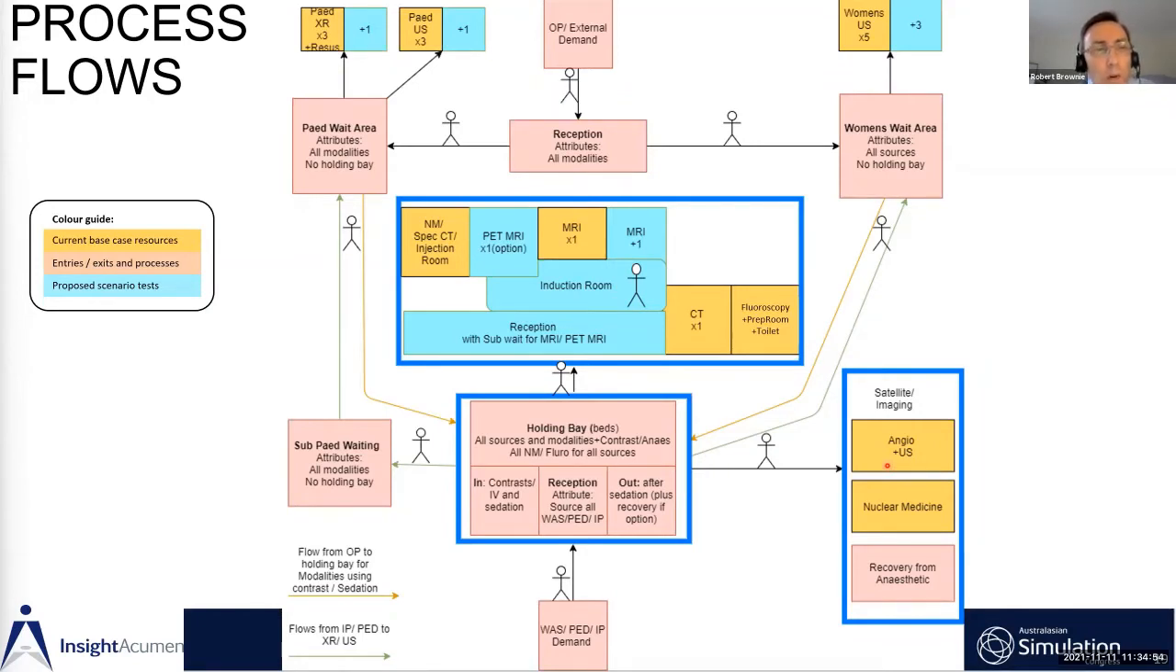In yellow, we have current base case resources. In pink, we have entries, exits, and processes. And in blue, proposed scenario testing. So key points from this, the current state is orange plus pink, and future is orange plus pink plus blue.